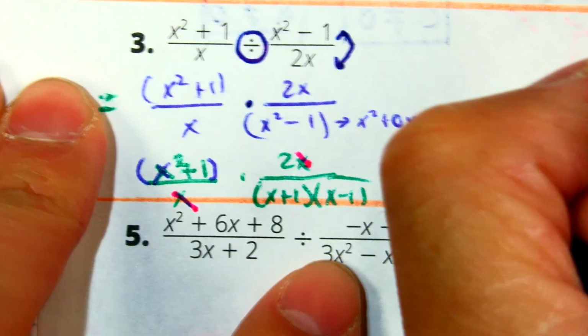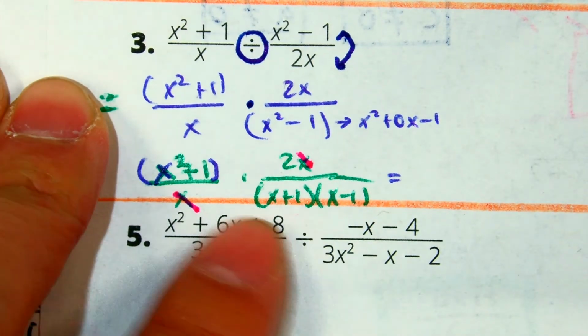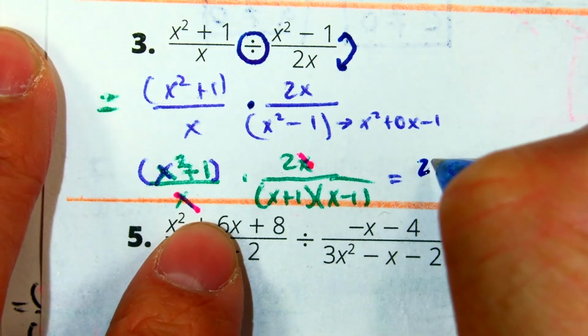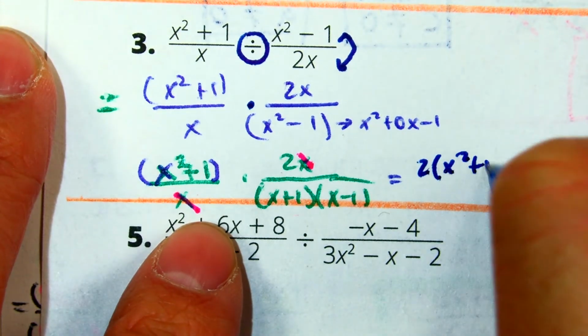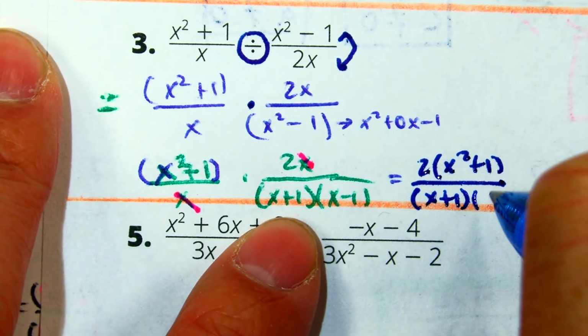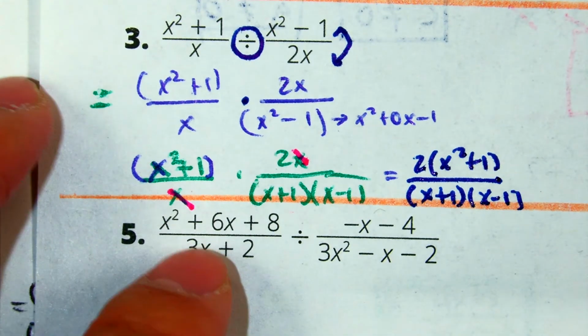So then your answer is going to be 2 times x squared plus 1 over x plus 1, x minus 1. Raise your hand if you got that.